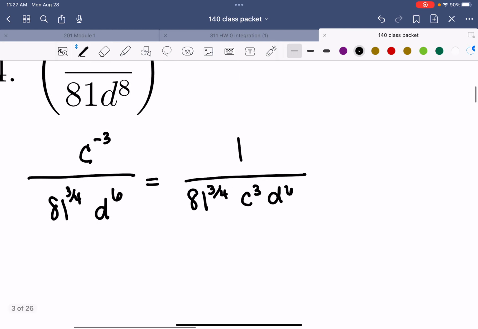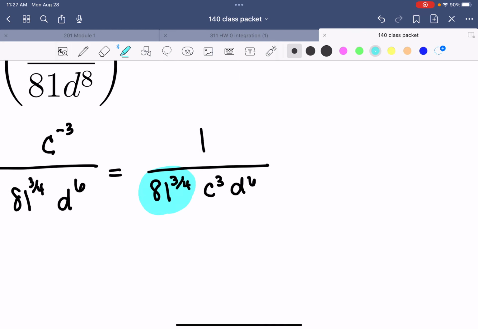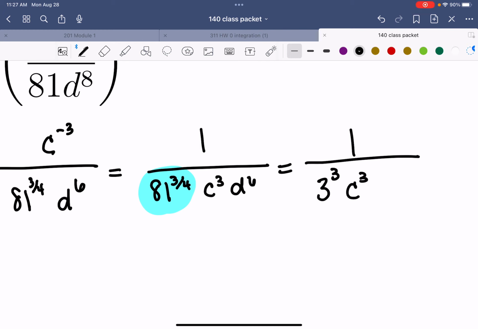Okay. And then the last thing I need to do is evaluate this part, the 81 to the 3/4. So I usually try to do the root part first, unless it doesn't work out for me. That's because I want to make the number smaller before I make it bigger. If I make it bigger first, then I'm going to have a harder time finding out what the 4th root is. So the 4th root of 81, the square root of 81 is 9, and the square root of 9 is 3. So that means that the 4th root of 81 is 3. So this is 1 over 3 cubed c cubed d to the 6th.